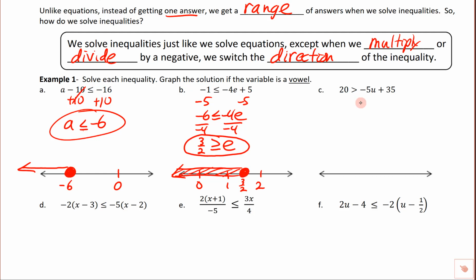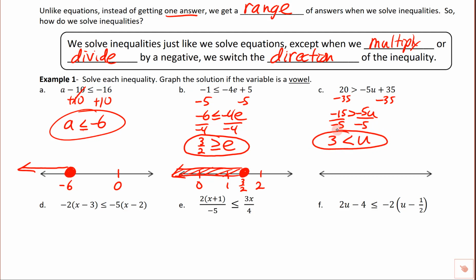So let's take a look at this. We're going to go ahead and solve here. We're going to subtract 35. Remember, subtracting does not change the inequality, no matter how big or small the number is. We get a -15 on this side. Again, we're not changing the direction. And we've got a 5u. We're going to divide by -5. We're dividing by a negative, so we're going to change the direction. And we've got a u on this side, and we've got a 3 on this side. So we're going to go ahead and circle that.